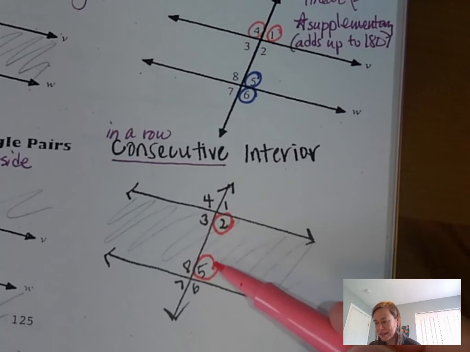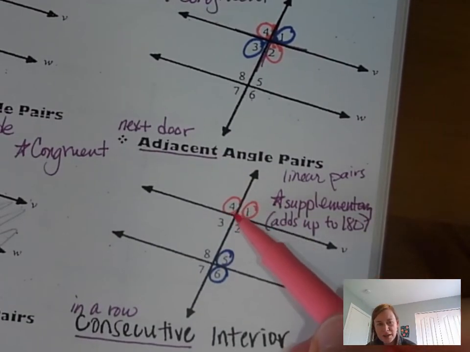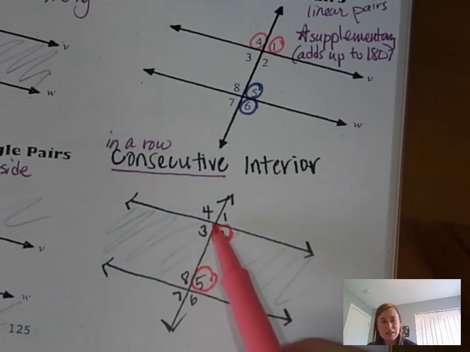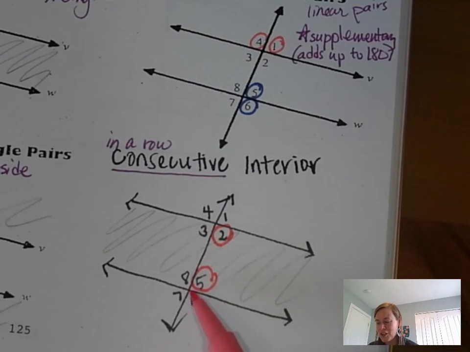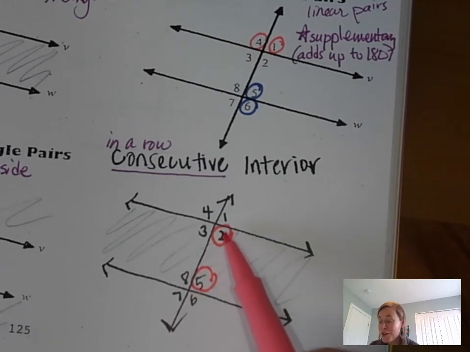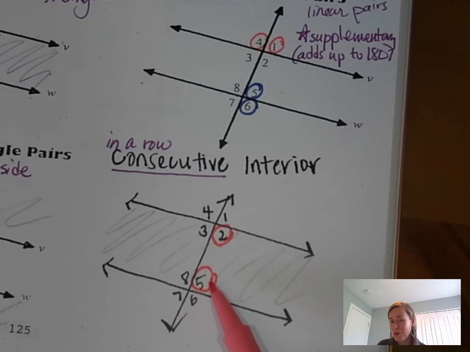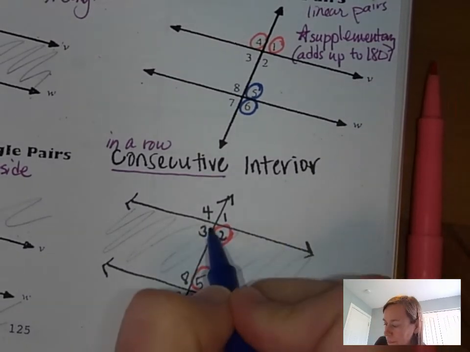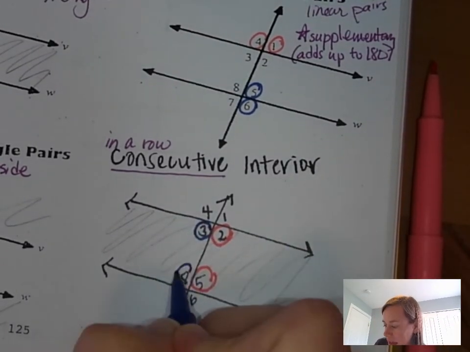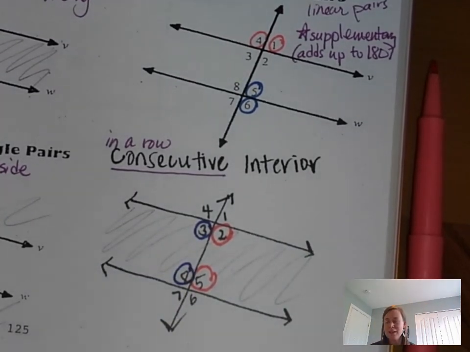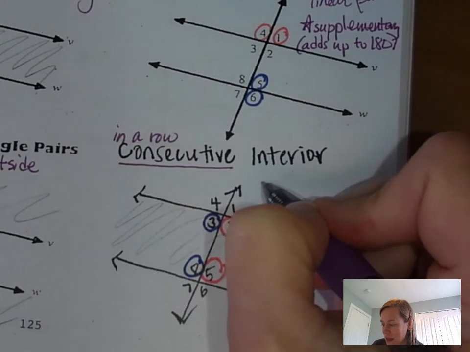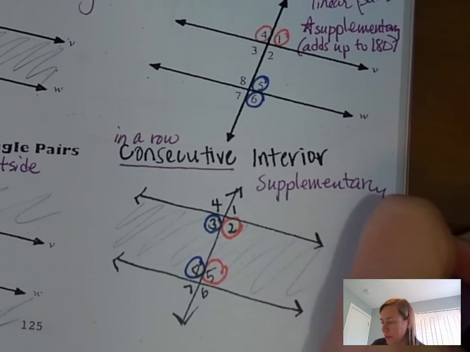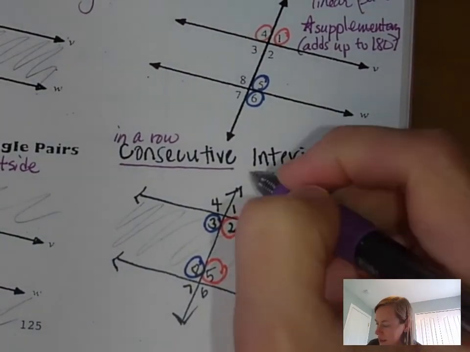Now these are not adjacent because adjacent angles always share a side. See that? They always share a side. These two angles do not share a side. They're kind of built on the same line, but they're not sharing a side. But they are 2 in a row. So they are consecutive interior because they're 2 in a row and they're on the interior. They're inside. Where's another set of consecutive interior? Well, right here, 3 and 8. Also consecutive interior. And like the adjacent angle pairs, these are supplementary. Okay, so those are supplementary angles.